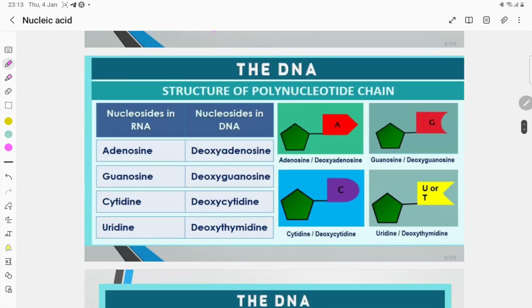Then this is the nucleoside. As I told, a nucleoside does not contain the phosphate group. So the nucleosides of DNA are deoxyadenosine, deoxyguanosine, deoxycytidine, deoxythymidine. Similarly in RNA, the nucleosides are adenosine, guanosine, cytidine and uridine. The same thing applies: in both DNA and RNA nucleosides, there is no phosphate group attached.